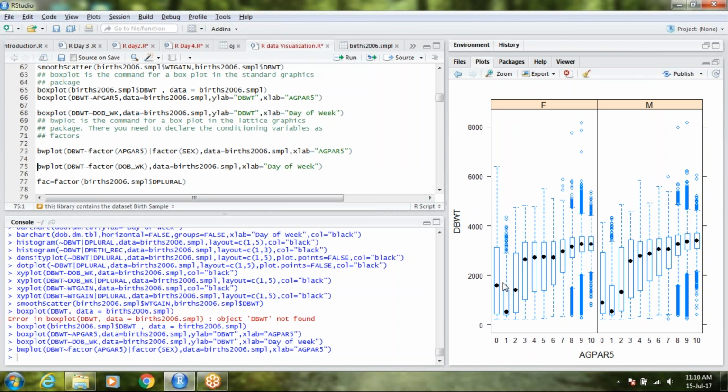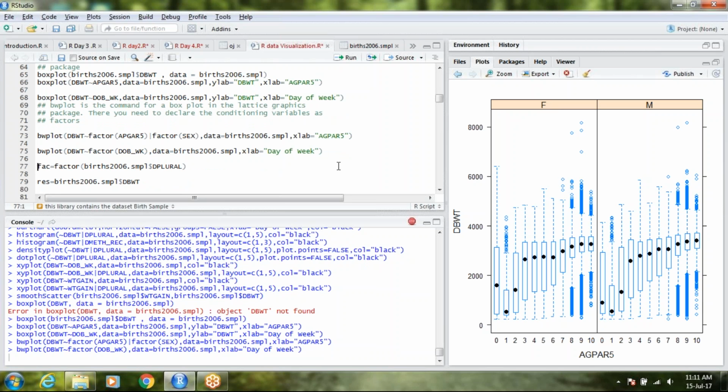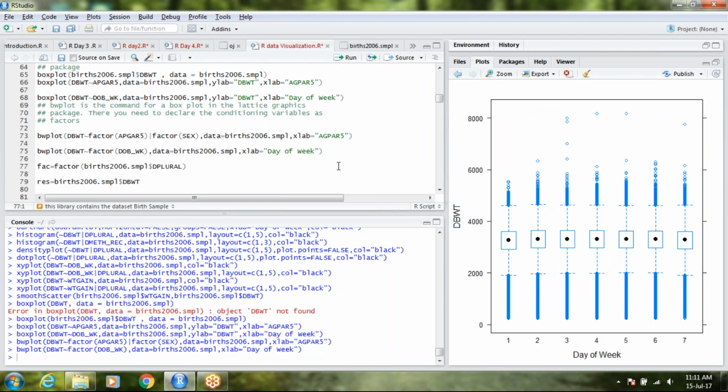So again, the trend is almost the same. There is not much difference, if you can notice, between a female and a male. So let's make it on the basis of week. This is something that we have seen earlier also. Let's do it using BW plot. Yeah, this is something that we have seen in the earlier box plot as well. It is almost the same, so the trend is more or less the same around here.